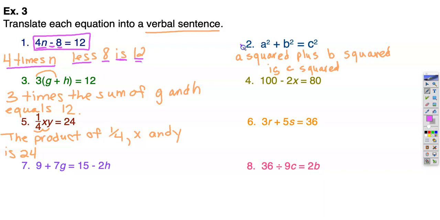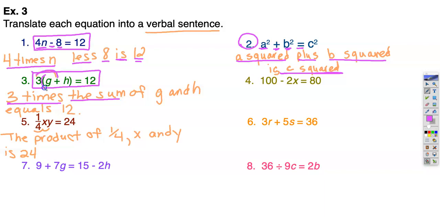The second one over here, so we have a squared plus b squared, that equals c squared. So it is c squared, or you could say equals c squared, however you want to say that. So this next equation, I put 3 times, so we have 3 times the sum. 3 times the sum, so that's what's in here. The sum of G and H equals 12.